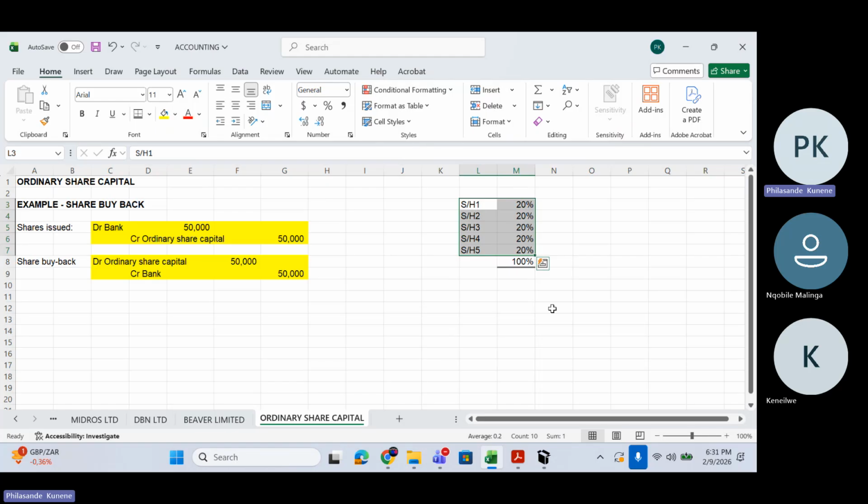We must always check that as directors of the company. If we're making a decision to buy back shares, we must always have enough cash to buy back those shares. Because we need to check the liquidity position of the company. We need to check the solvency and liquidity position of the company. Why I'm saying that is because we don't want to find ourselves in a situation where we cannot pay our creditors immediately after buying back those shares.